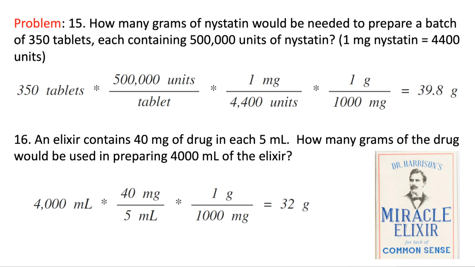But again, the question wanted grams, so let's convert by multiplying by the fact that in 1 gram there's 1,000 milligrams. Milligrams cancel. Do that math all the way over, and turns out we need 32 grams of this drug. If we took 32 grams of the drug and dispersed it in 4,000 milliliters of this elixir, our concentration would be the equivalent of 40 milligrams per 5 mLs.